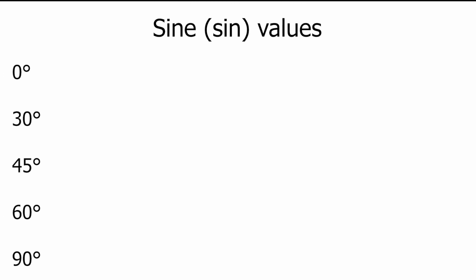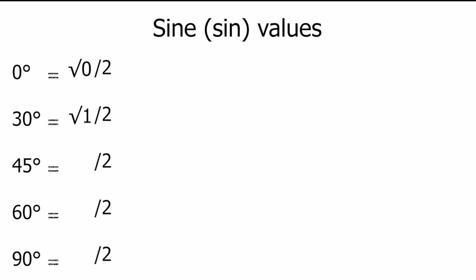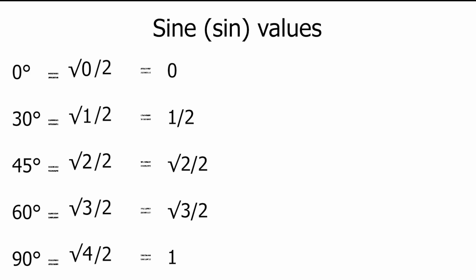First, let's take a look at the sine values. Put all the values divided by 2. Put in ascending order, root 0 to root 4. Now calculate them. That's it. These are the sine values of key angles.